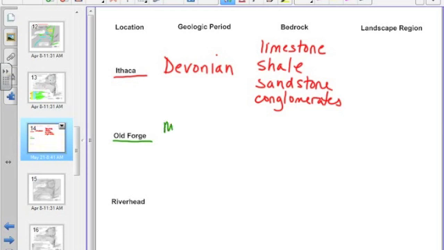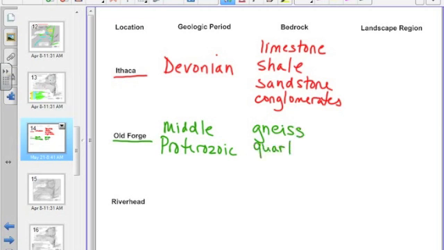Old Forge, we said, is Middle Proterozoic, and we had gneiss, we had quartzite, and marble. Now you may recognize those as good metamorphic rocks. Very different. Last city. Let's take a look at Riverhead.